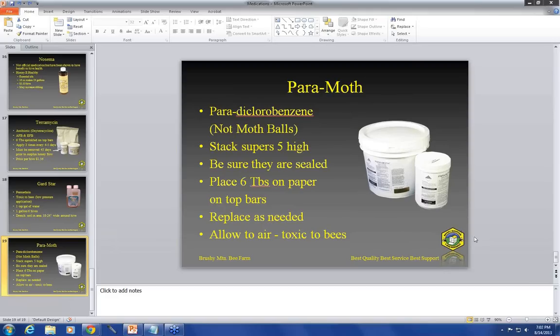All right, this will be the last one. I understand freezing for 48 hours is also effective on hive beetle. Is that correct? Yes, it is, but it's got to be 48 hours. It takes a little bit longer than the wax moth.